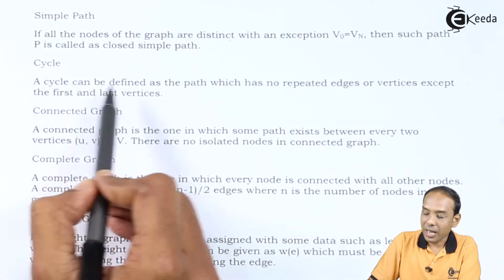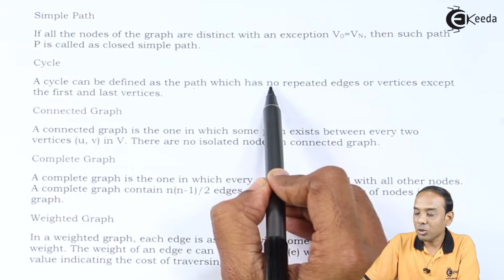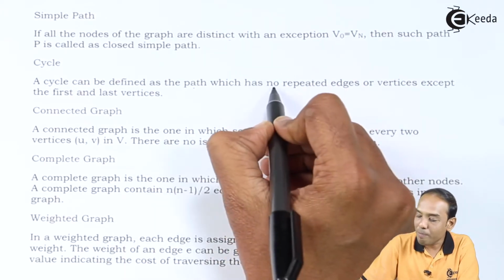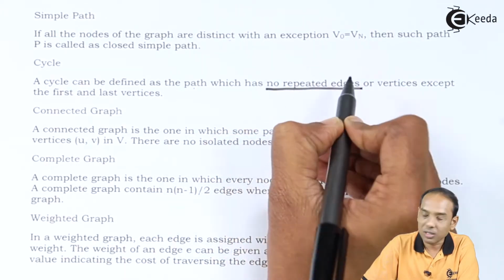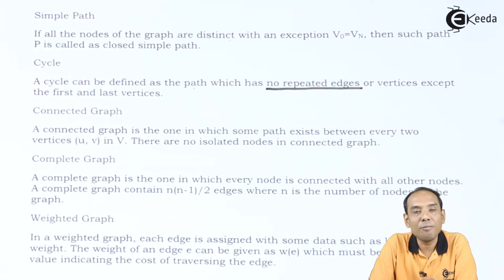Cycle. A cycle can be defined as a path which has no repeated edges. It is very important to understand what we mean by repeated edges. Let us take the example. If I travel from B to D, this is counted as once only.